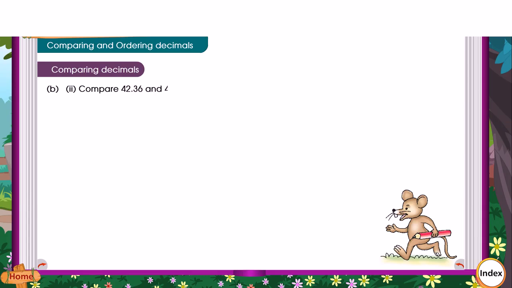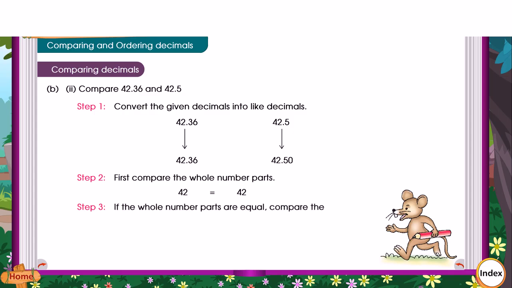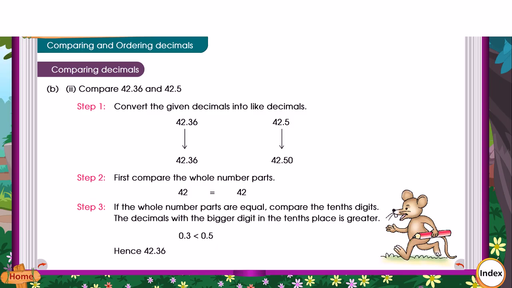2. Compare 42.36 and 42.5. Step 1. Convert the given decimals into like decimals. 42.36 and 42.50. Step 2. First compare the whole number parts. 42 is equal to 42. Step 3. If the whole number parts are equal, compare the tenths digits. The decimal with the bigger digit in the tenths place is greater. 0.3 is less than 0.5. Hence, 42.36 is less than 42.50, or 42.50 is greater than 42.36.